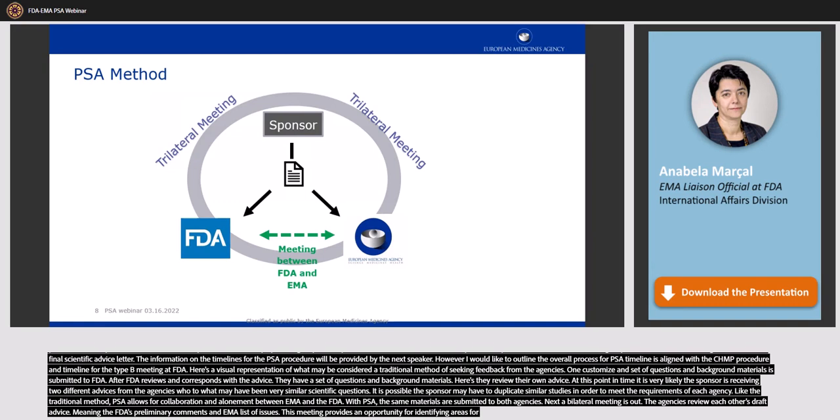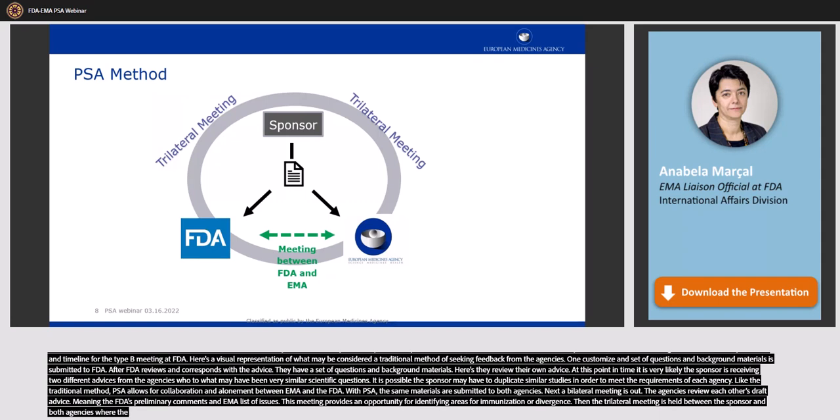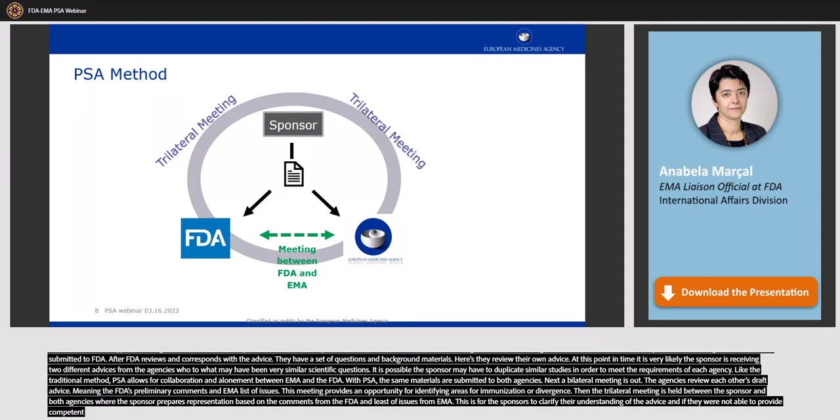Then the trilateral meeting is held between the sponsor and both agencies, where the sponsor prepares a presentation based on the preliminary comments from FDA and list of issues from EMA. This is an opportunity for the sponsor to clarify their understanding of the advice, and if the agencies were not able to provide convergent advice, for the sponsor to better understand the reason why.